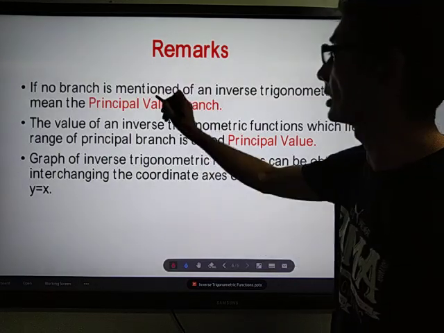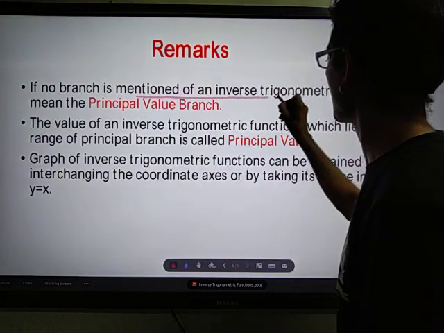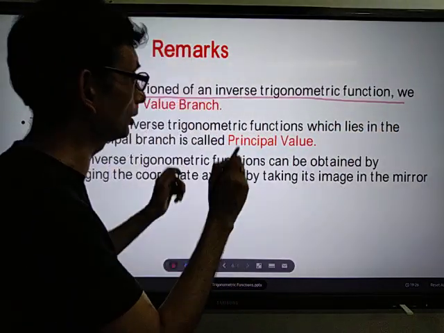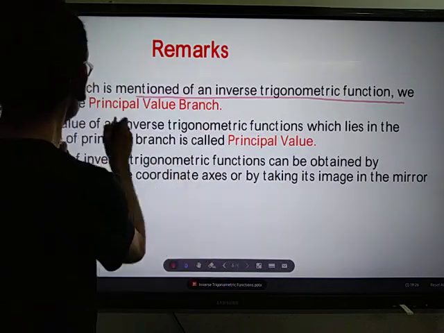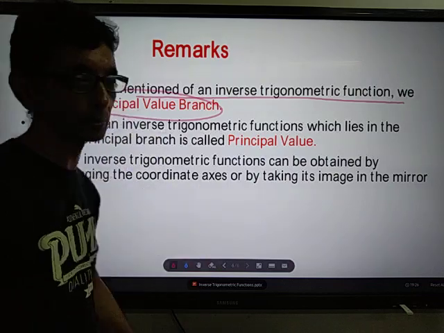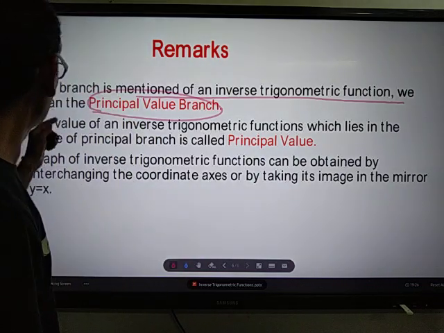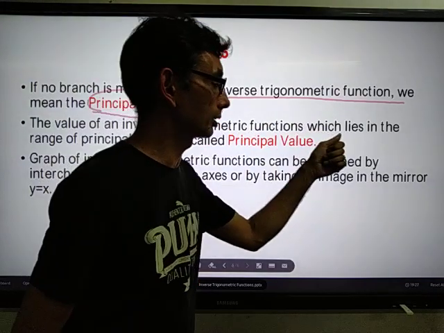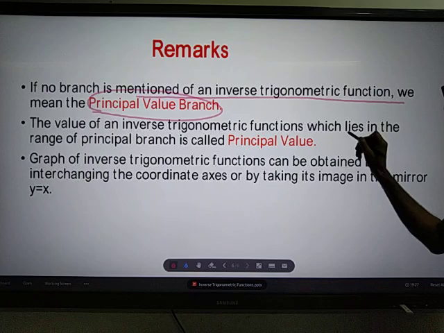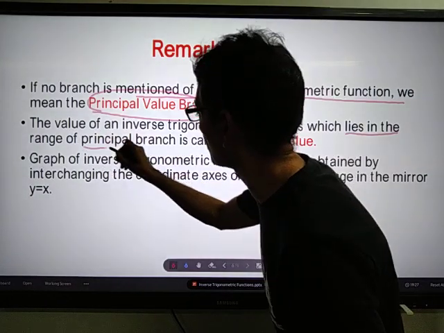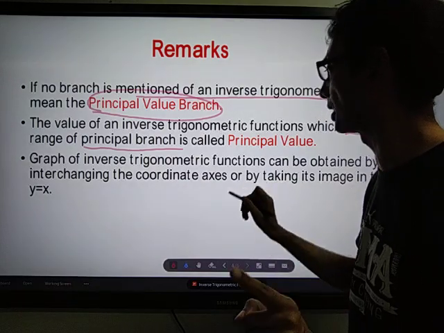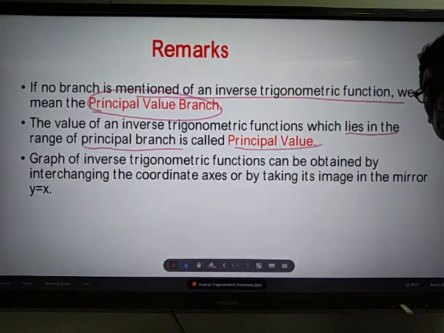Next, some very important points. If no branch is mentioned of an inverse trigonometric function, because we have learned that for each interval we are getting a branch, if the branch is not mentioned, then we always understand the principal value branch. Next, the value of an inverse trigonometric function which lies in the range of principal value branch is called the principal value.